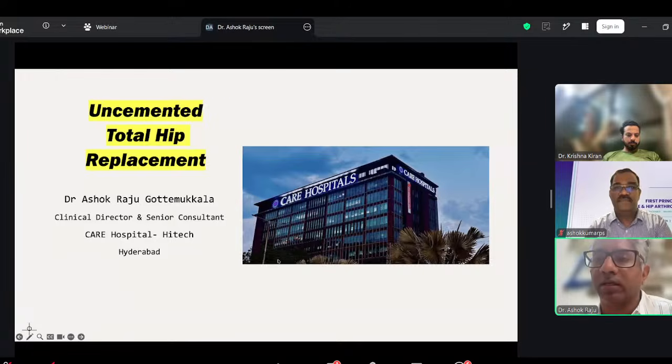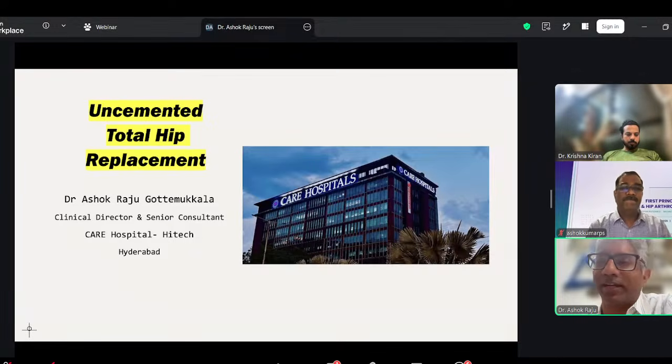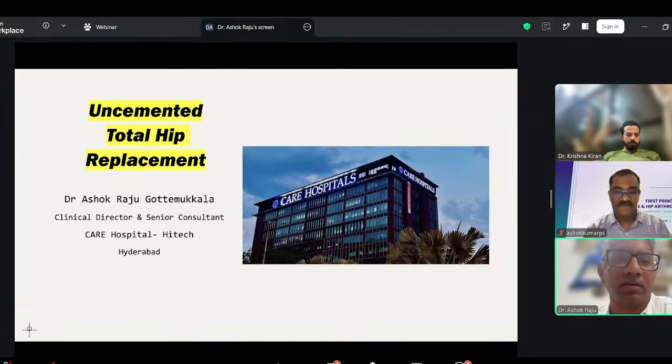Okay, I think most of the principles around the hip have been spoken in almost all the talks. I think I have very little to say about it. So I'll just go through it. I'll finally show my video on uncemented total hip.